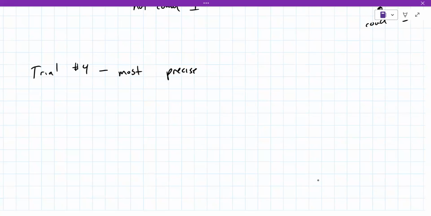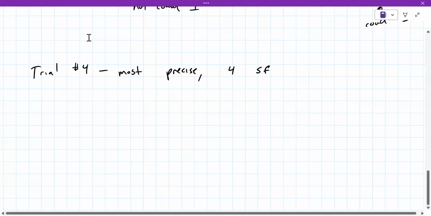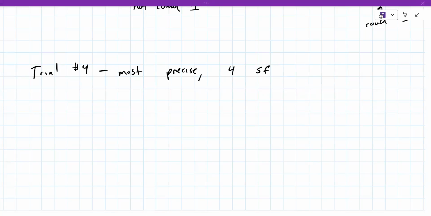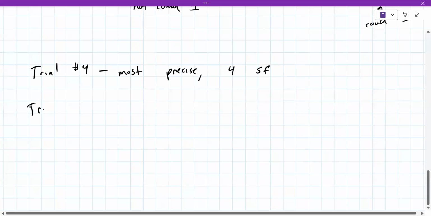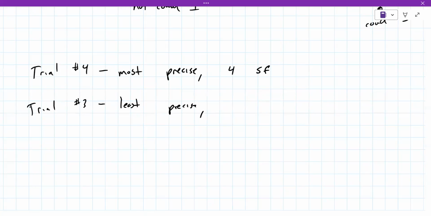Is it because it has the most sig figs? Yes. Oh, okay. Yes. That is, like, by definition what it is. Okay. Nice. That makes sense. Okay. The next question here, it says which trial would give the least precise? That was trial 3. It's the least precise. So the 1 significant figure.